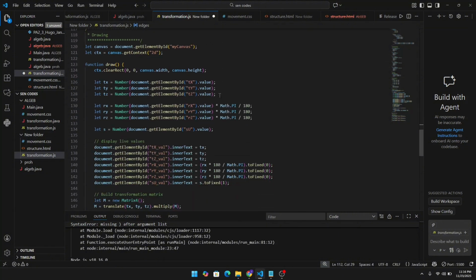Next will be our drawing part. In the drawing function, each point is transformed using the matrix I built from all the sliders. Then, I convert the 3D coordinates into 2D screen coordinates. Then, I draw lines between the points based on the edges list. This creates the rotating and transforming cube we see on the screen.